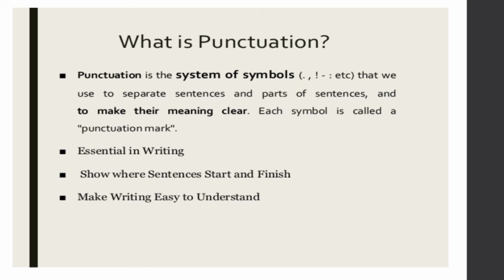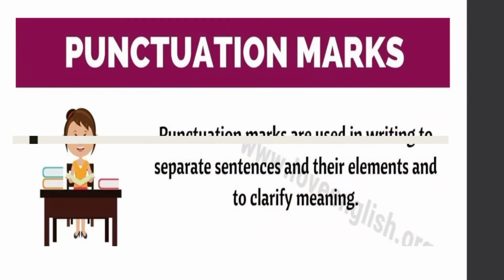Punctuation is the system of symbols that we use to separate sentences and parts of sentences and to make their meaning clear. Each symbol is called a punctuation mark. It is essential in writing, as it shows where sentences start and finish and makes writing easy to understand. Punctuation marks are used in writing to separate sentences and their elements and to clarify meaning.